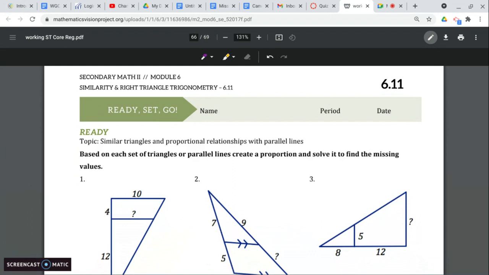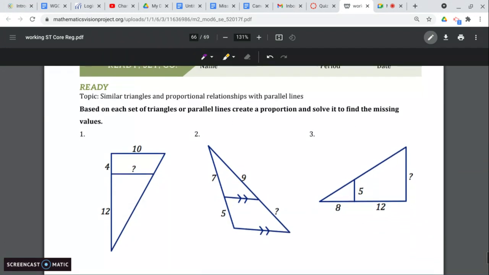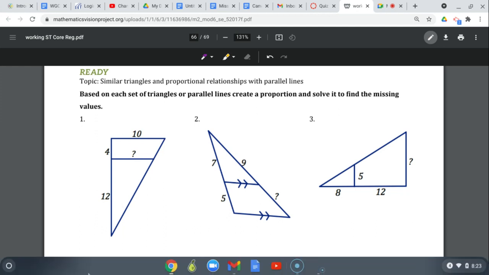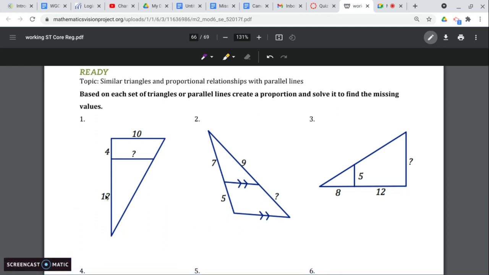So based on each set of triangles or parallel lines, create a proportion and solve it, finding the missing values. So we're going to take a look at number 1. We have this triangle here, and we know 10 and the question mark are going to be in some sort of proportional relationship because we have a small triangle within a larger triangle. So we look at the large triangle.